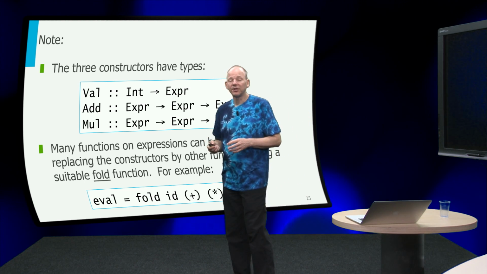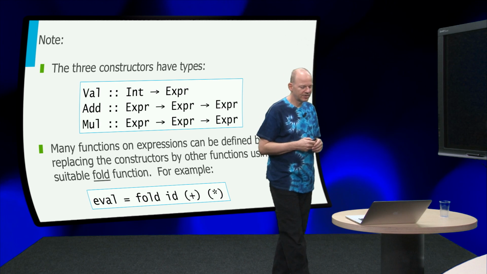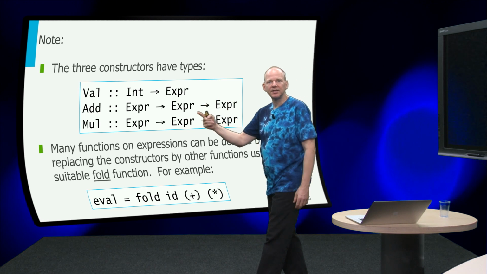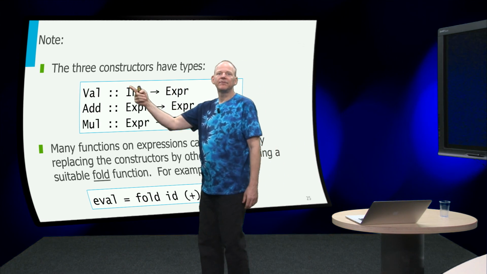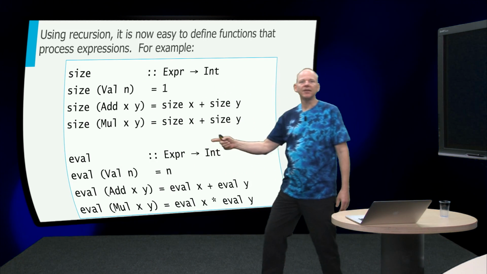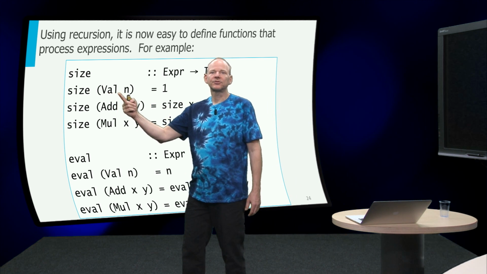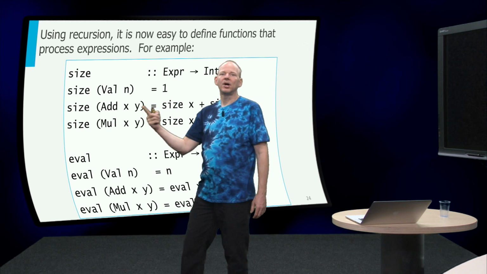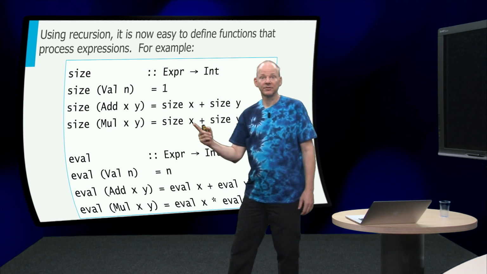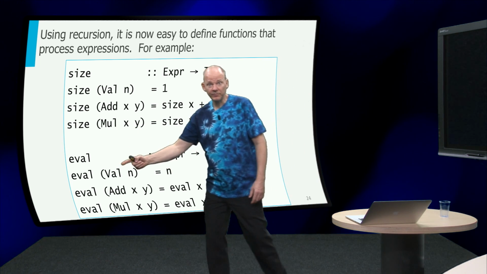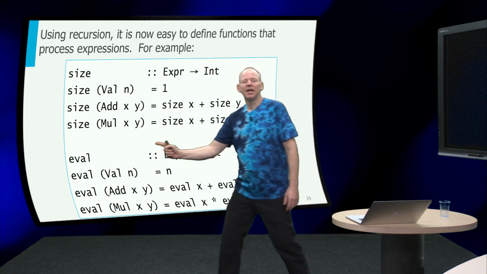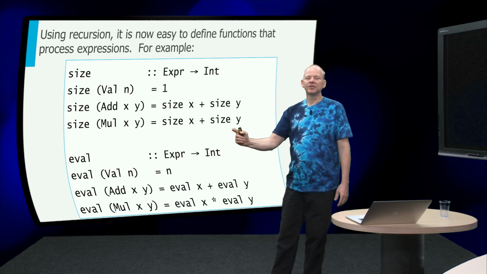When you look at the structure of those functions, what you see is that all they're doing is they're replacing the constructors, respectively value, add, and mul, by other functions. So let's go back here and check that. So in this case, I replace the constructor val by the constant function 1. Here I replace the constructor add by plus and mul by plus. And for the evaluator, we replace this constructor by the identity, add by plus, and the constructor mul by times.